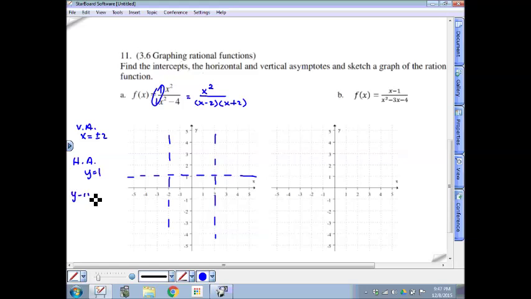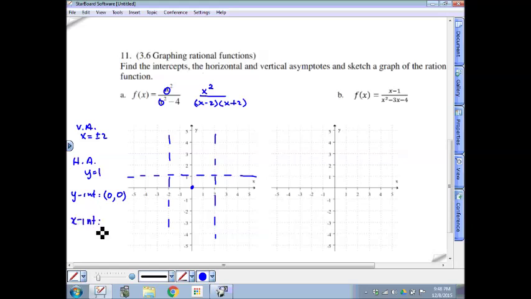Next I'm going to find the intercepts. So starting with the y-intercept, you always let x equal 0 to find a y-intercept. So if that x is 0 and that x is 0, you're going to get 0 over negative 4, which is 0.